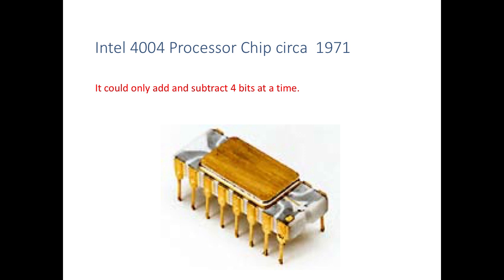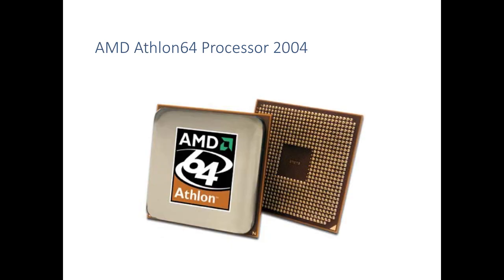This is the first processor chip, 1971, and it was used for building a calculator called the Busicom calculator. This chip is essentially a computer on a chip, and this central processing unit had very limited capabilities, could only add and subtract, and only 4 bits at a time, the 4004. Then come the larger computers, and here we can see an Athlon 64-bit processor.